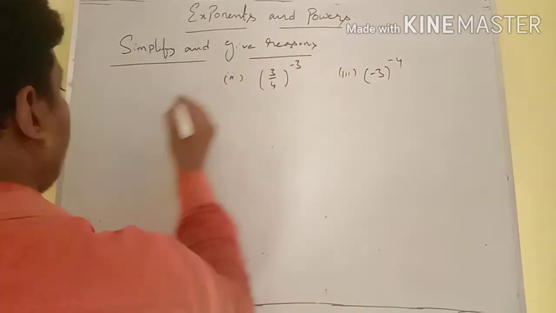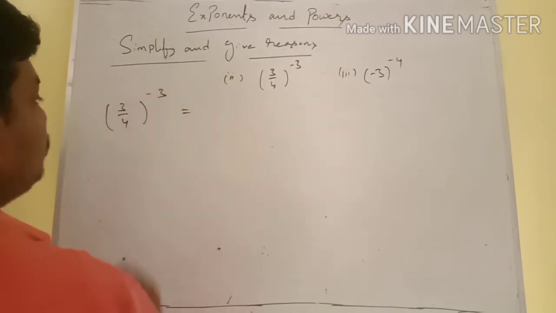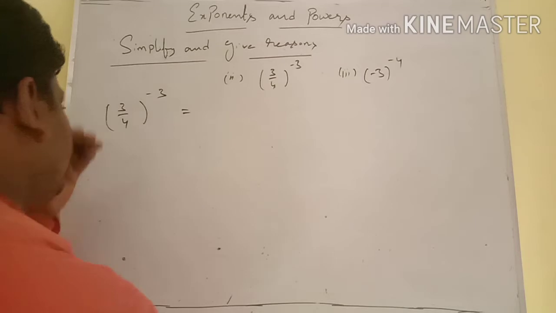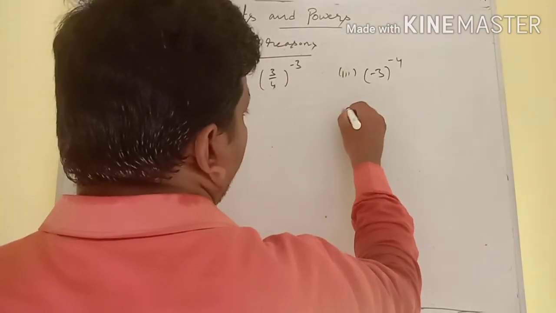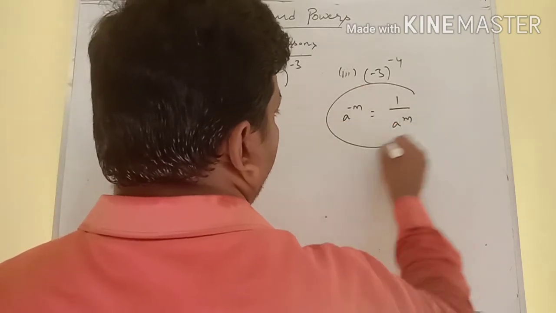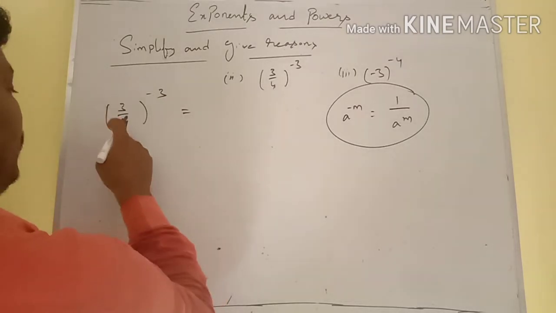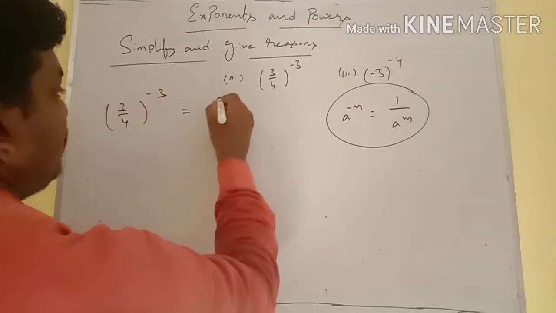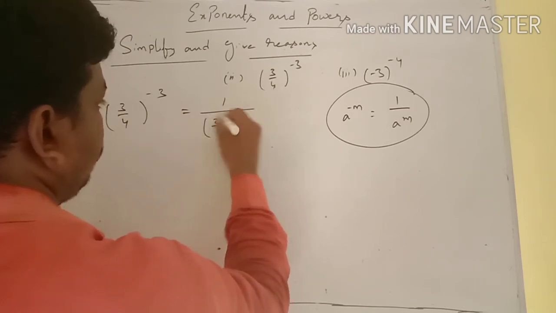So now, 3 by 4 whole to the power of minus 3. How to simplify this one? As we know the formula, a power minus m can be written as 1 by a to the power of m. So 3 by 4 whole to the power of minus 3 can be written as 1 by 3 by 4 whole to the power of 3.